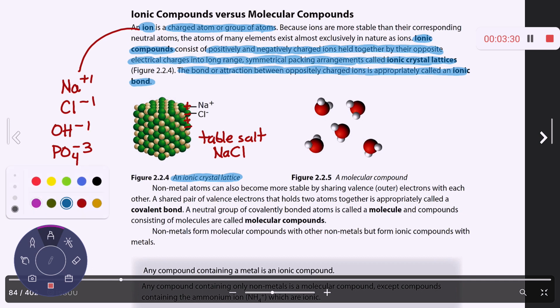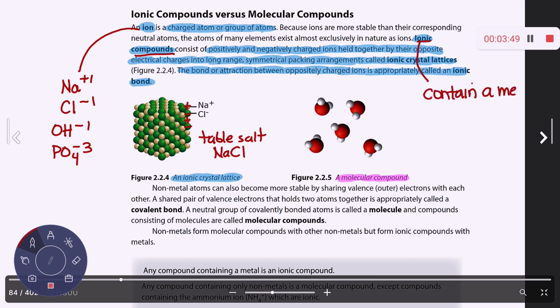Now, molecular compounds are a little bit different. The main difference is going to be this. Ionic compounds contain a metal or the ammonium ion, which is at the bottom left of your periodic table. Okay? So table salt is ionic because sodium is a metal. It's on the left-hand side of your periodic table.